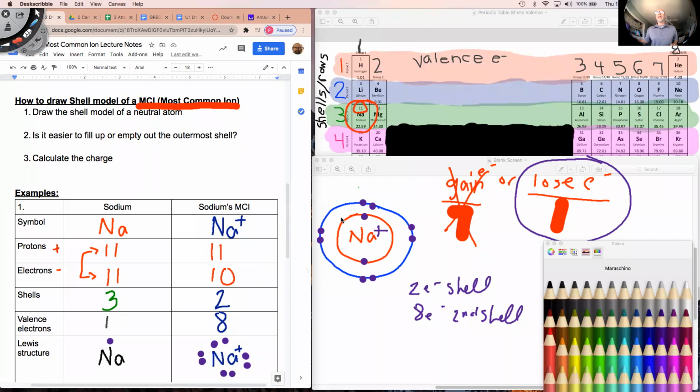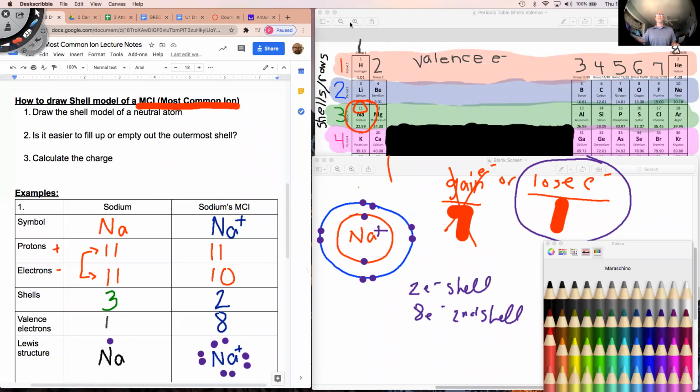Sorry, I had to stop that video for a second. But all the information we have was right here of how to draw it. So you draw the neutral atom, and then you figure out, is it easier to fill it up to get to 8, or is it easier to lose electrons to get to a full shell of 8? Because remember, 8's the maximum we can use. And then you calculate the charge. If you take away 3 electrons, it's going to be a plus 3. If you add 3 electrons, it'll be a minus 3.